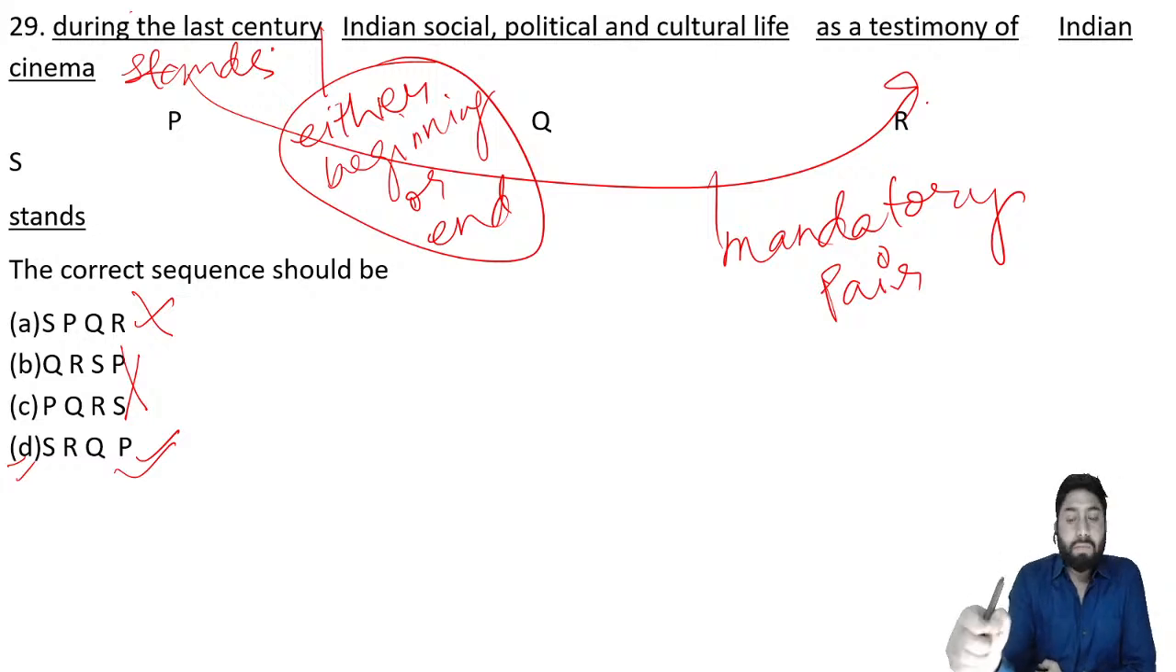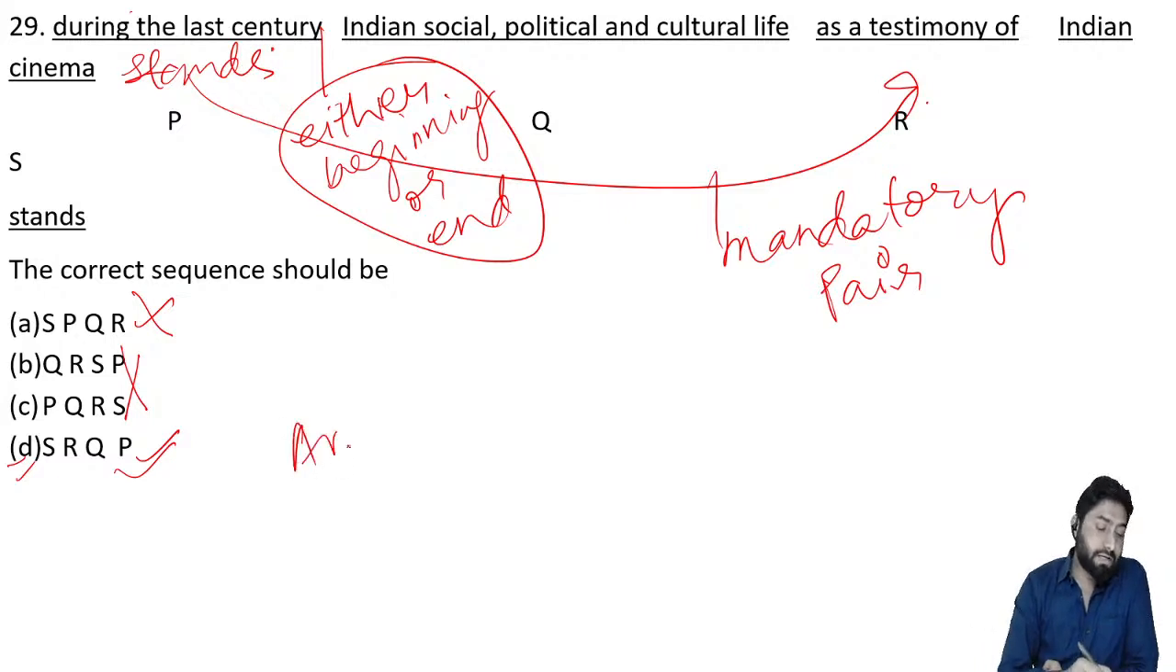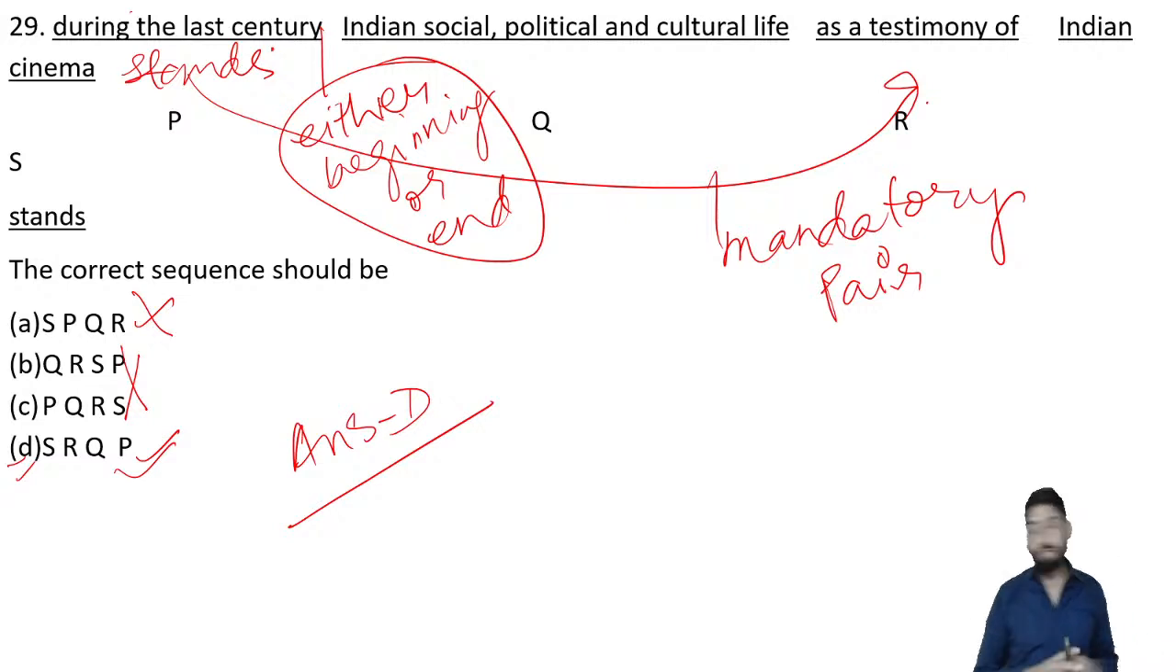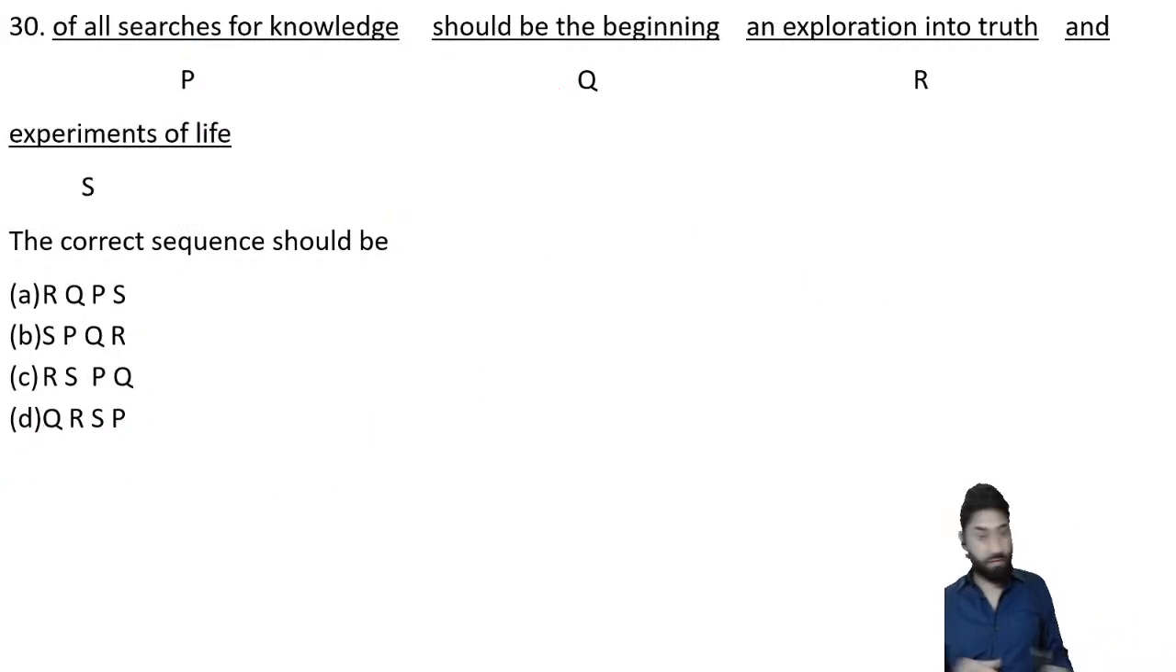So Indian cinema stands as a testimony of, and then you go for Q, Indian political, social, political, cultural life during the last century. Right? That's the answer. So answer is D. So mandatory pairs and elimination. That's what you're doing here. And you're able to mark the answers. Let's move to the next one.